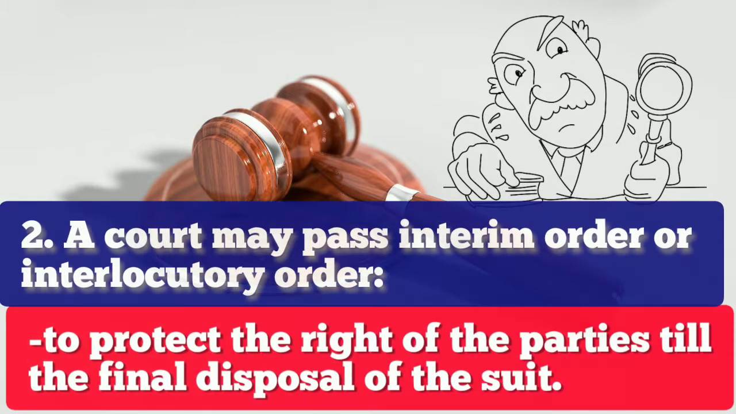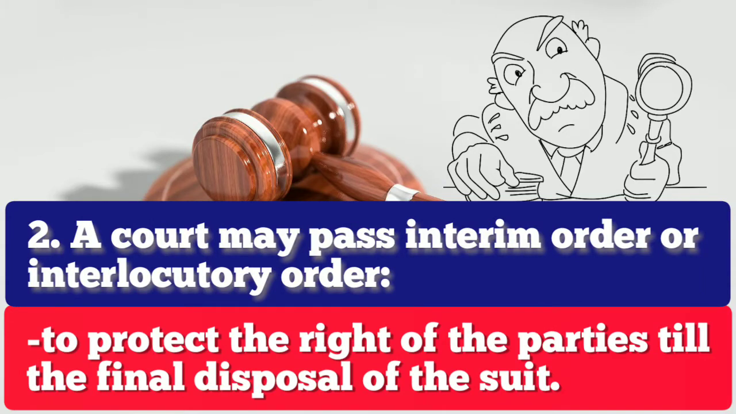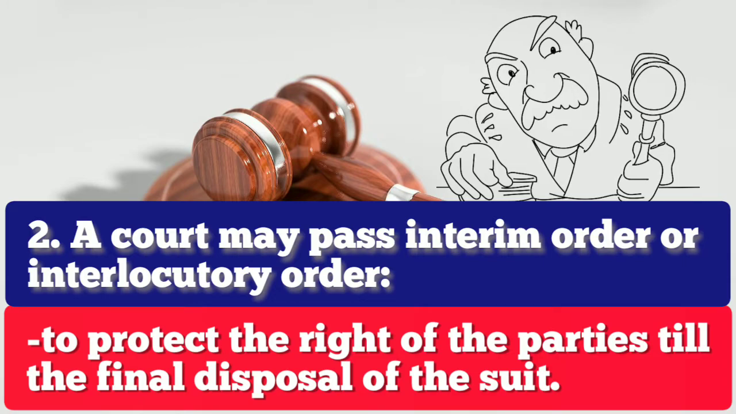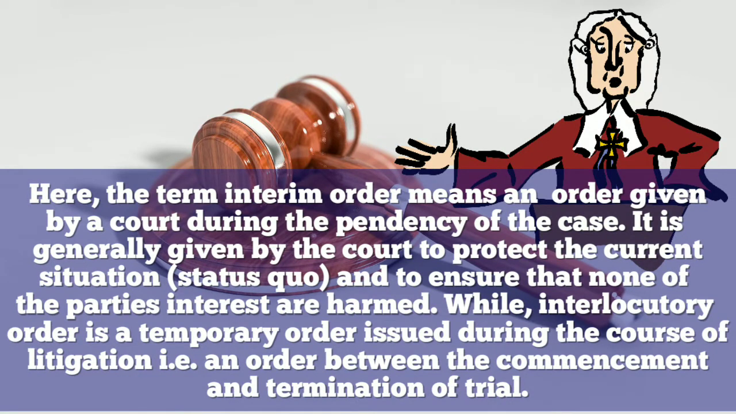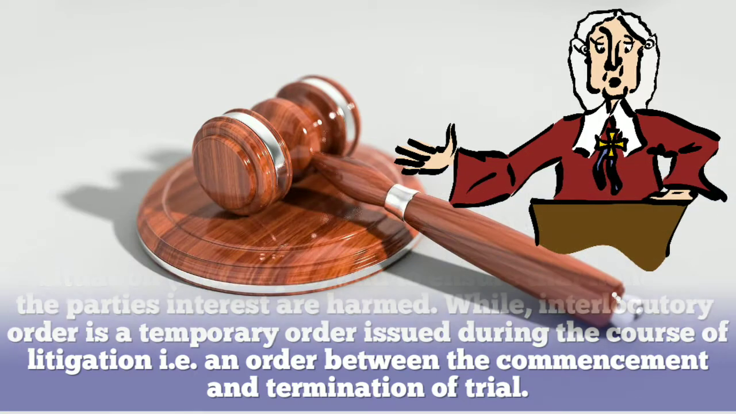Question 2. A court may pass interim orders or interlocutory orders. This is to protect the rights of the parties till the final disposal of the suit. Here, the term interim order means an order given by a court during the pendency of the case. It is generally given by the court to protect the current situation, that is status quo, and to ensure that none of the parties' interests are harmed, while an interlocutory order is a temporary order issued during the course of litigation, that is, an order between the commencement and termination of trial.